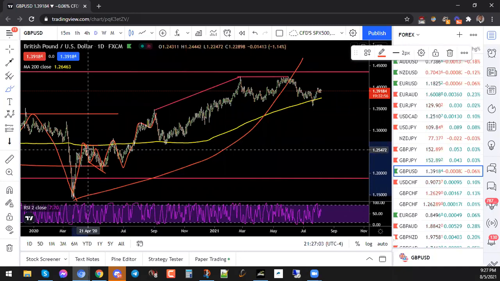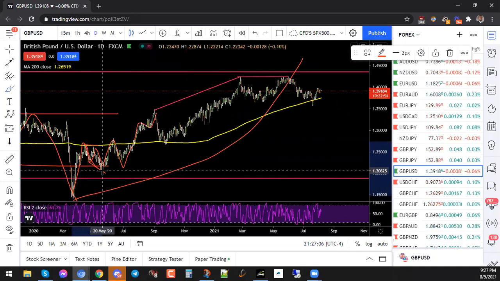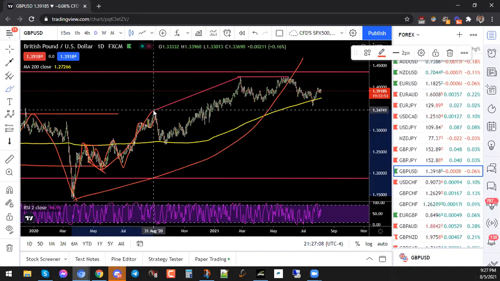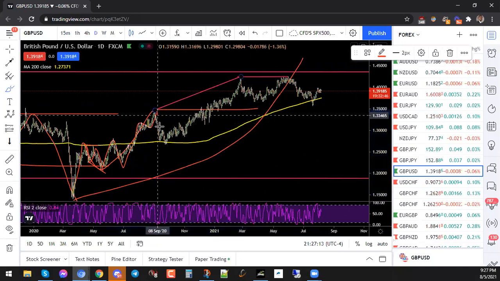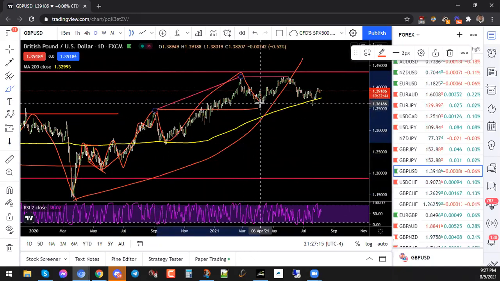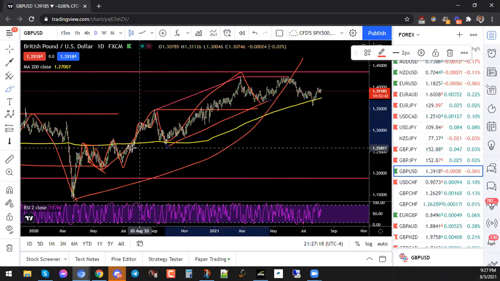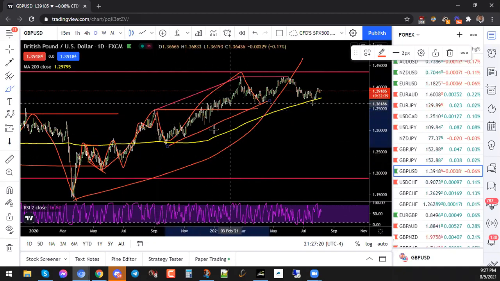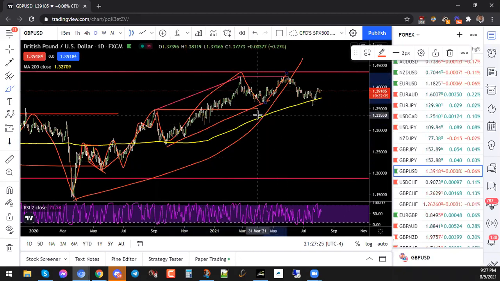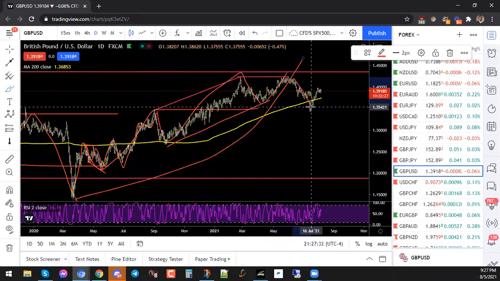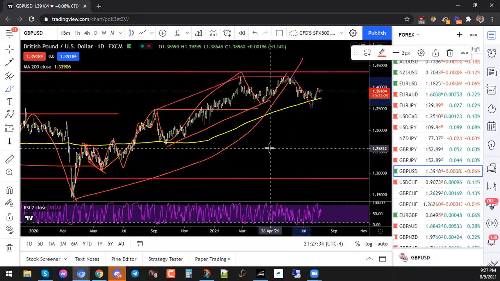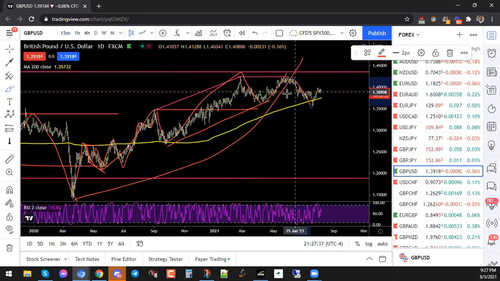We got 2. We got 3. And this is potentially building 4, right? 4 like that, because this is coming like this. 1, 2, 3. So this is potentially building 4 inside here, right? So if this is our 4th wave, this could potentially be our 5th wave. Okay, it is possible that that's what it is. And then we start coming to the downside.